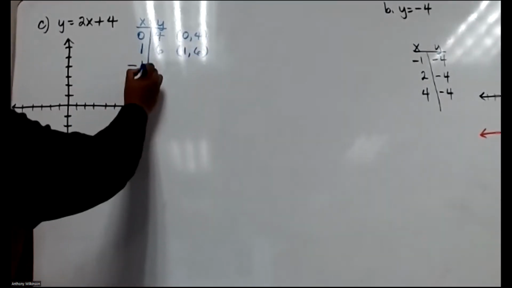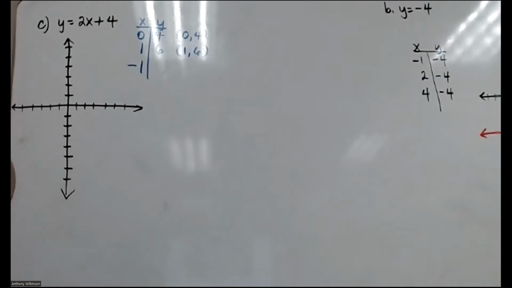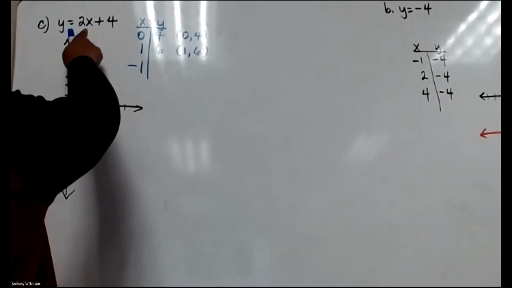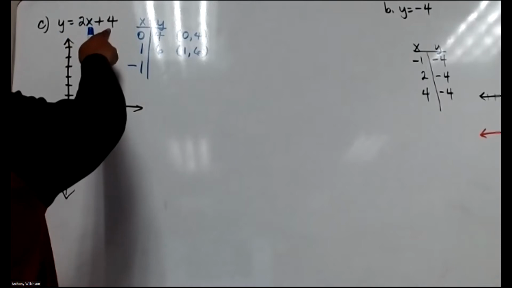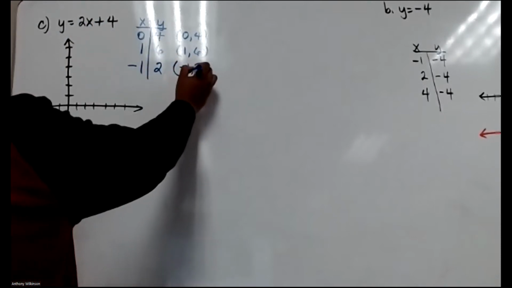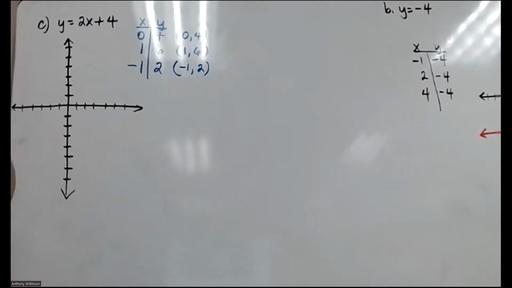And I'll do a negative x value, like negative 1. 2 times negative 1, negative 2, plus 4 is 2. So the other ordered pair would be (1, negative 2). I mean, (negative 1, 2).